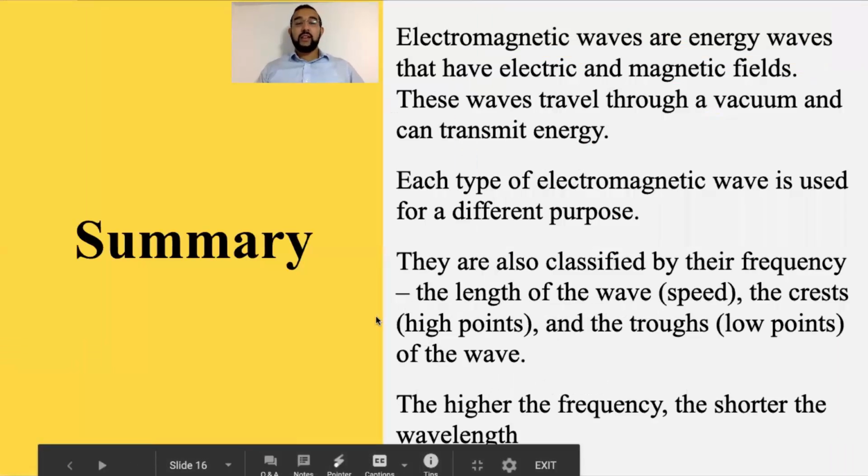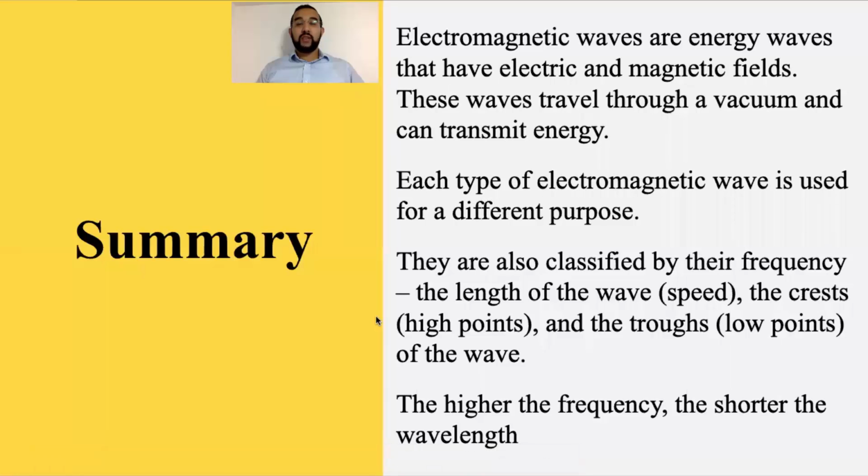Now, in summary, electromagnetic waves are energy waves that have electric and magnetic fields. These waves travel through a vacuum and can transmit energy. Each type of electromagnetic wave is used for a different purpose. They are also classified by their frequency, the length of the wave, speed, and the crests, high points, and low points of the waves. The higher the frequency, the shorter the wavelength. This was a lesson on the electromagnetic spectrum.